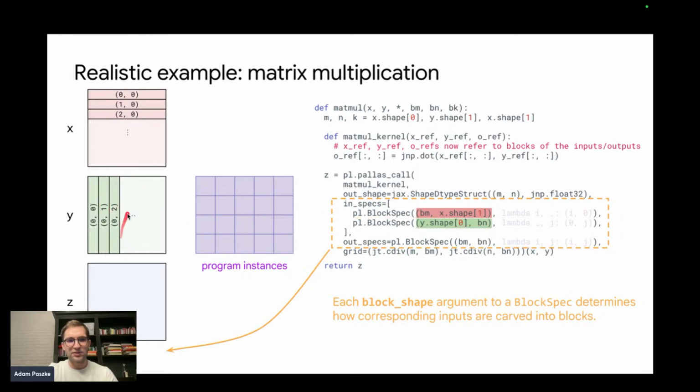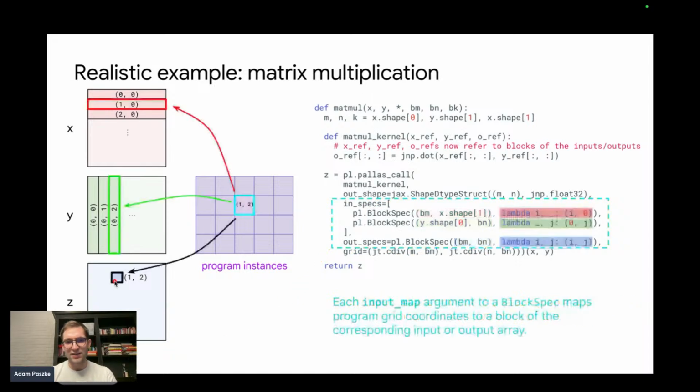So we describe a division like this. And then for the output, we just say we'll take a small slice, BM by BN. Now, the only thing that we're missing is the mapping from those program instances to those slices, and this is exactly what the second component is.